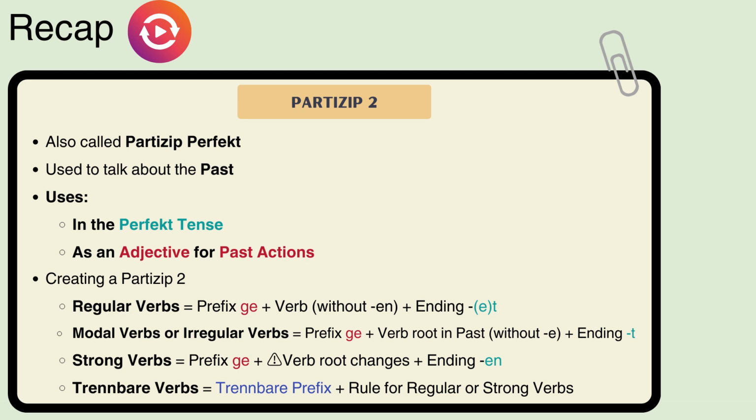In case of weak separable verbs, the prefix of the separable verb remains as it is and the suffix follows the same rules as for a weak or regular verb, which means that the prefix will be ge and the ending will be t or et. For strong verbs, the prefix of the separable verb will remain as it is and the suffix will have the prefix ge and the ending en, whereas the root verb will change. So this was the concept of Partizip 2.